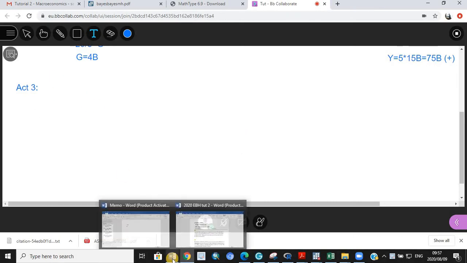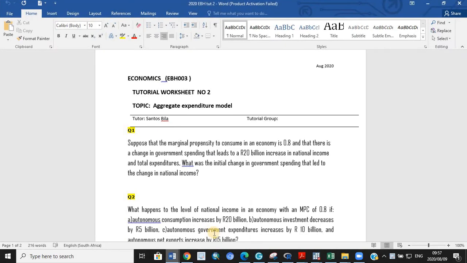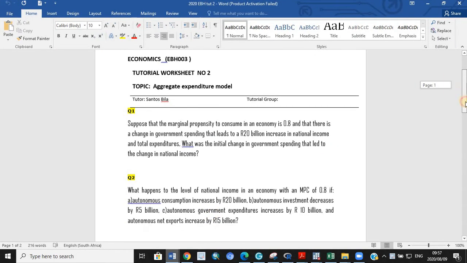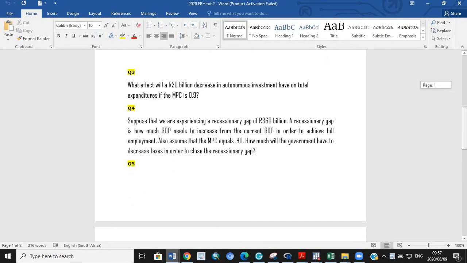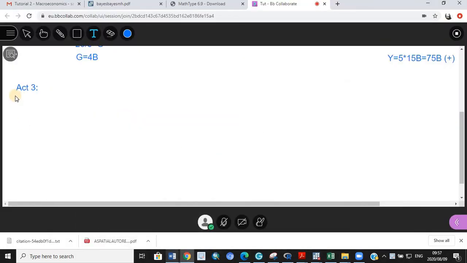Okay, so let's read activity 3. It says, what effect will a 20 billion decrease in autonomous investment have on total expenditure if MPC is 0.9? So here we write MPC is equal to 0.9, right?